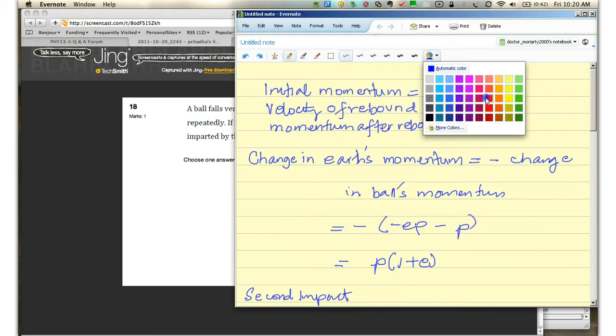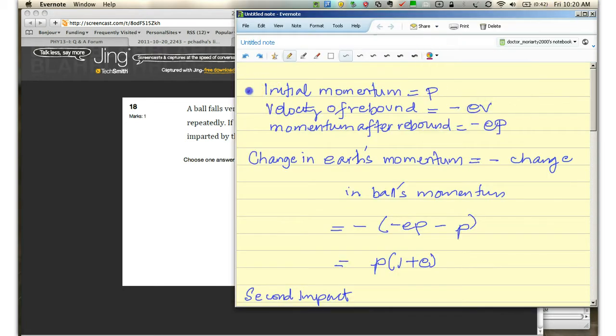So I've written it out here. I'll just read it through for you. So the initial momentum of the ball here is p. If you apply the definition of coefficient of restitution, if the initial velocity of the ball was v, then the velocity of rebound is going to be minus ev. Okay, multiply by mass on both sides, which means that the final momentum after rebound is equal to the initial momentum before rebound, which was p, times minus e. And that's what we've got over here.